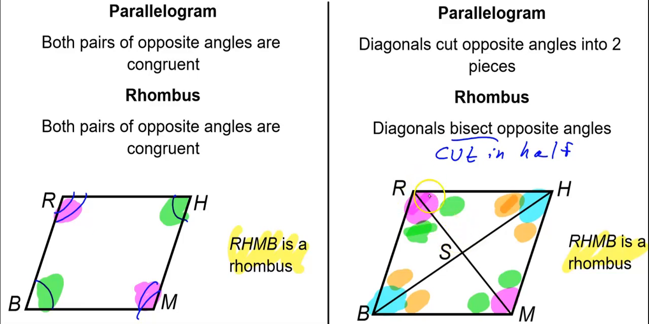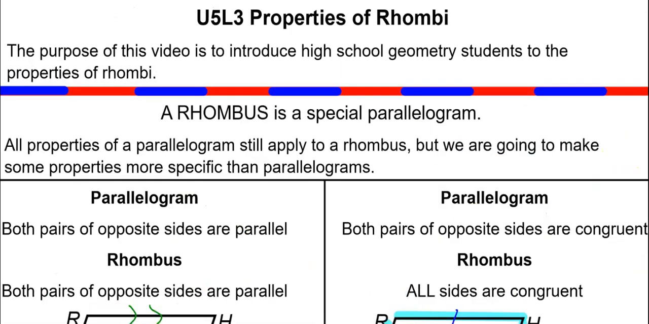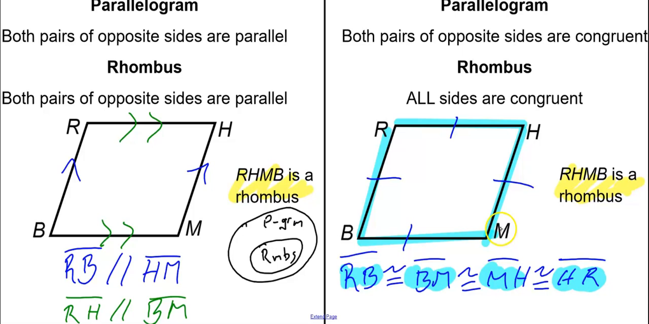What is new is when I draw in the diagonals, we cut angles in half. And in a rhombus, all four sides are the same. If I give you a quadrilateral with 4 equal sides, you know you have a rhombus. Okay, so a quadrilateral with 4 equal sides is a rhombus.